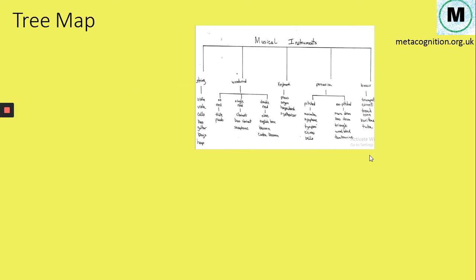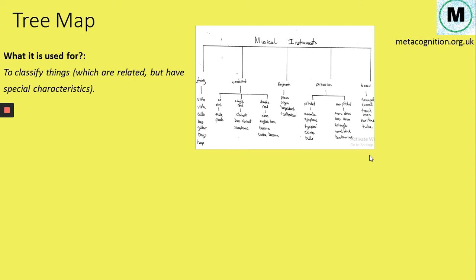Right then, tree map, soon to be followed by a brace map, very similar, quite complicated graphic organisers. So a tree map is used to classify things. Now it's classifying things which are related, but it's looking at more than one thing. So for example, you might look at musical instruments. They're similar, they're not all the same, so you've got string, woodwind, etc. You might look at schools, again, they're similar, but you could have private or state, or primary and secondary, or infant and junior. You've got lots of different things which are very similar, but they're not all the same. They're not part of one whole.